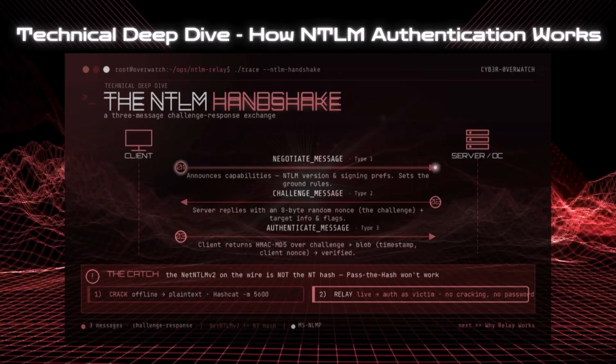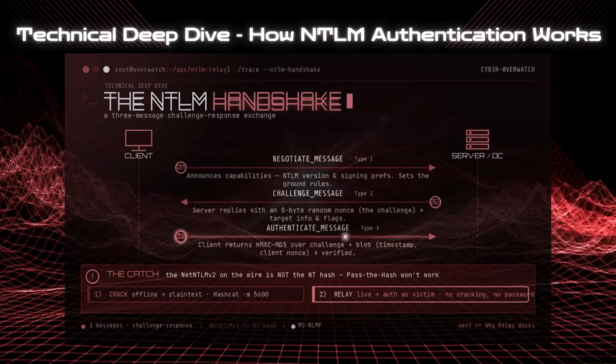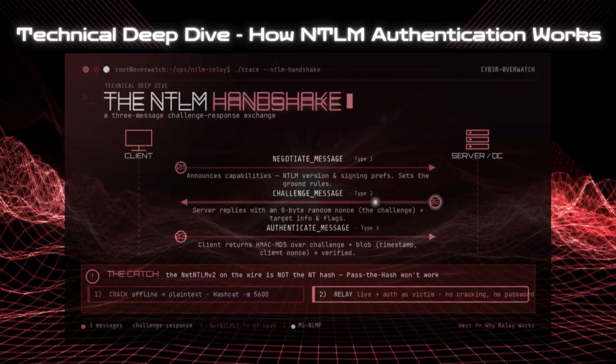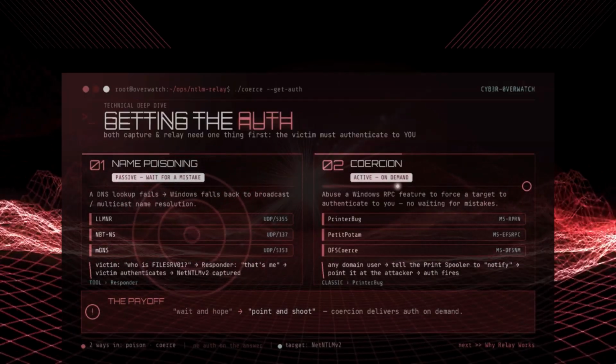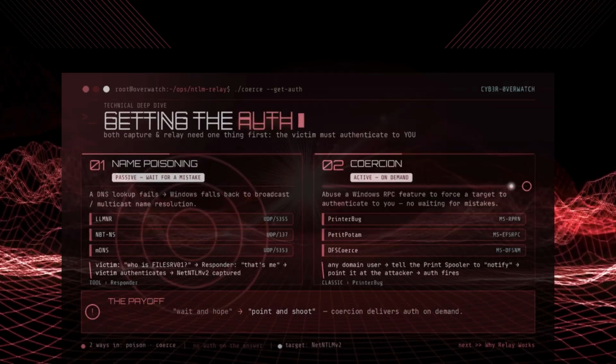If you forward the victim's authentication to a target that doesn't require signing, the victim computes a valid response to that target's challenge, and you are authenticated as the victim without ever knowing the password. Relaying and capturing both depend on one prerequisite: getting a victim to authenticate to you in the first place. There are 2 broad ways to make that happen.